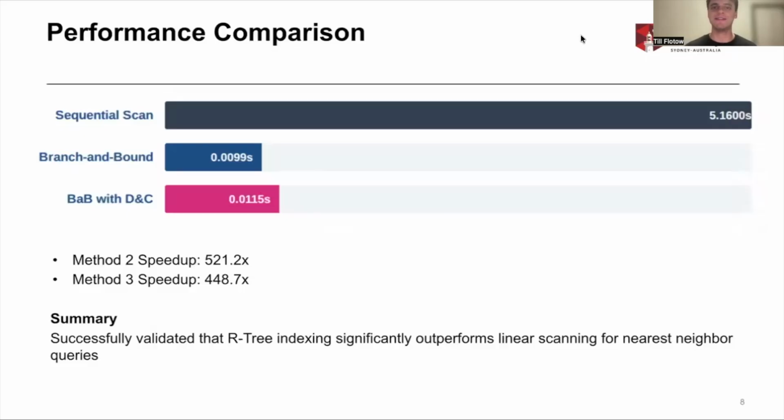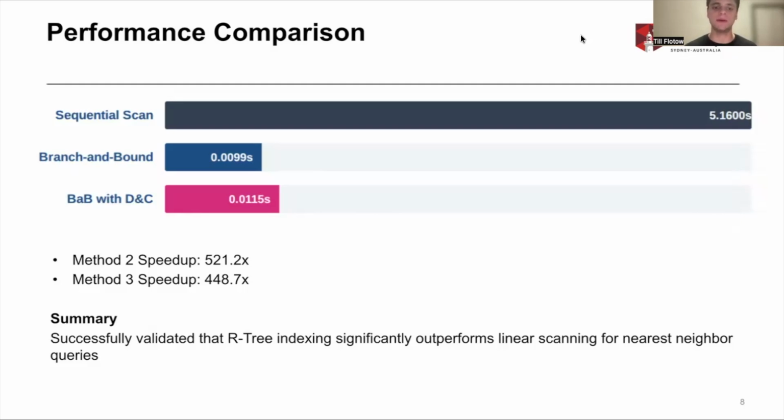Now let's look at our final runtime results. Our baseline sequential scan required 5.16 seconds to complete the entire workload. When we switch to method 2, the standard branch and bound algorithm, the execution time drops dramatically to just 0.009 seconds. If we calculate the speedup ratio, we observe a massive speedup of over 500 times.